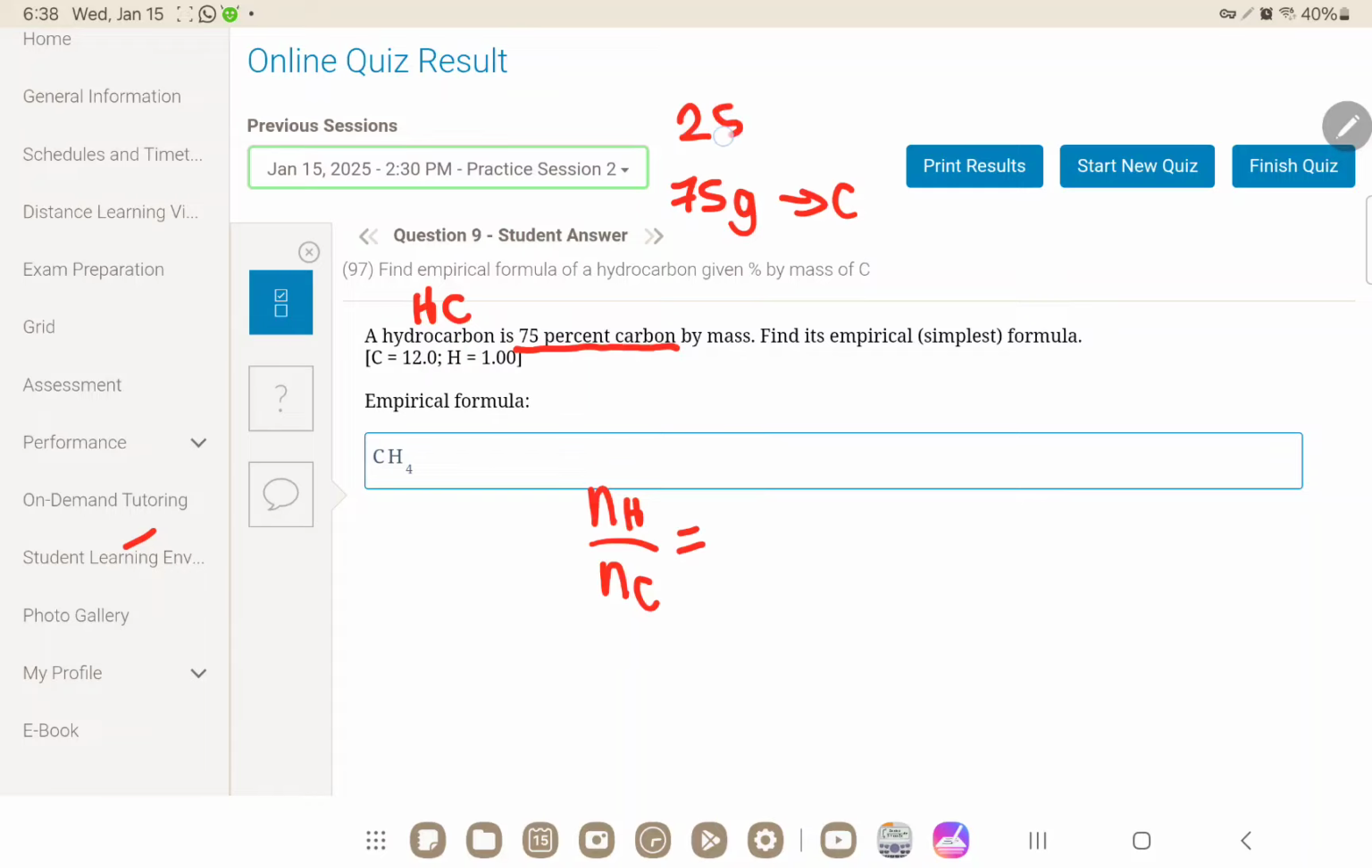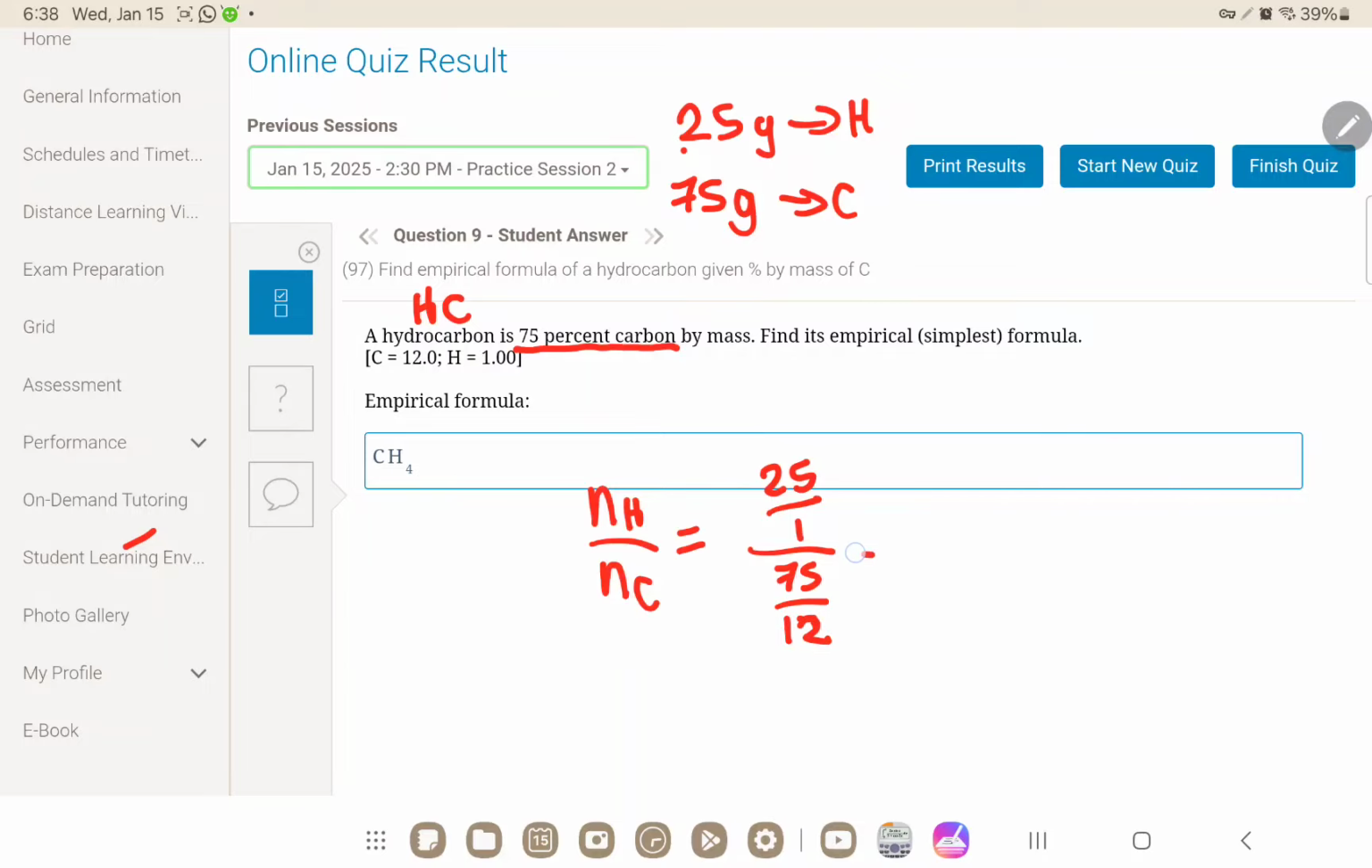So then you're left with 25 grams of H. We're going to take it as if it were grams. And then you're going to divide these by the molar masses of each element to find their moles. So it's 25 divided by 1, and 75 divided by 12.